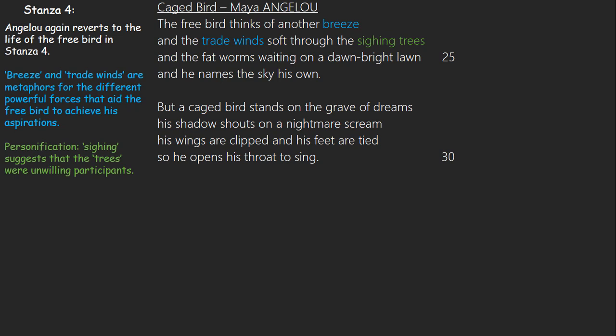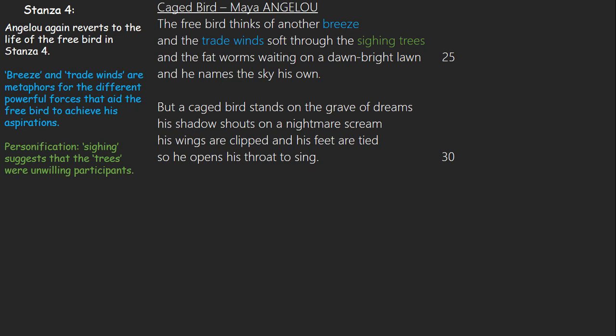Now, in terms of the trade winds and their connection with the birds, it's really important because it is trade winds that allow birds to fly from one continent to another. So they aid birds. So we see here that the free bird has trade winds available to him to allow him to achieve grand goals. And just as the trade winds are very powerful and aid the migration of birds from one continent to another, the trade winds also push the free bird to achieve grand aspirations and dreams, and we are going to see that.